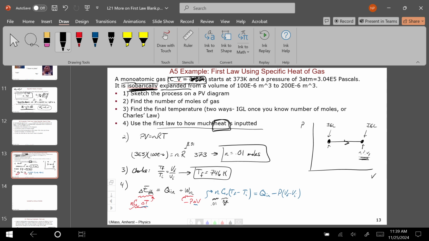Okay, T final is unknown, so that's our one variable. T initial is known to be 373 Kelvin. Oh, sorry. T final is not unknown. T final is we just found it here. Okay, heat is our unknown.